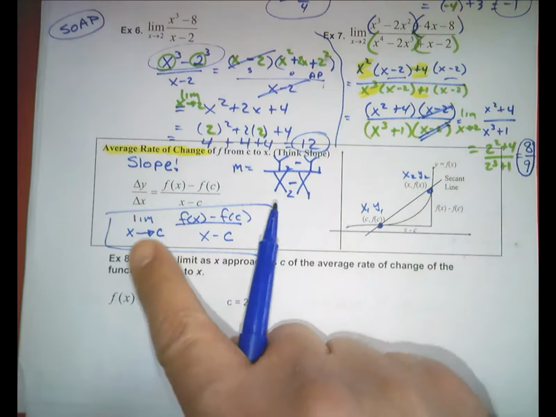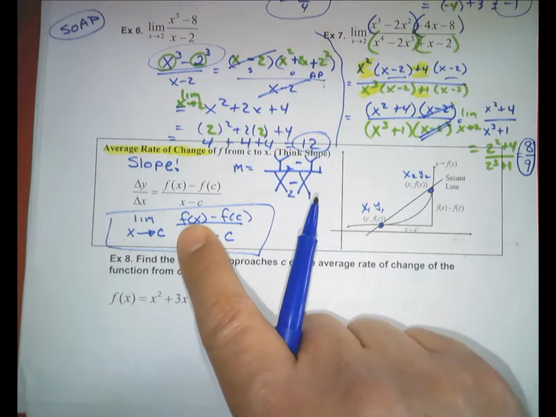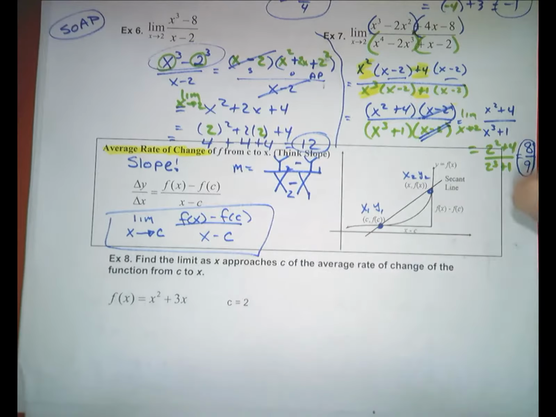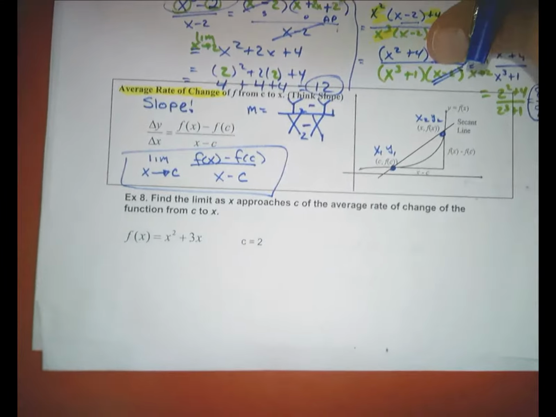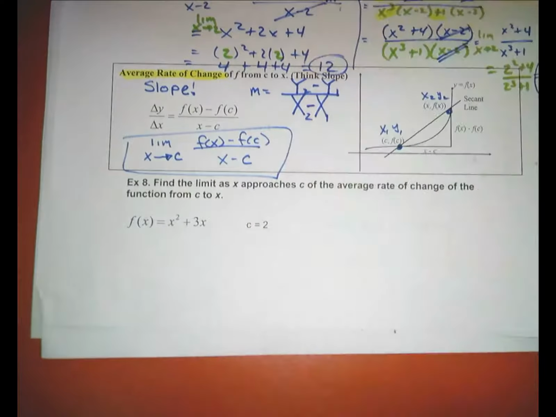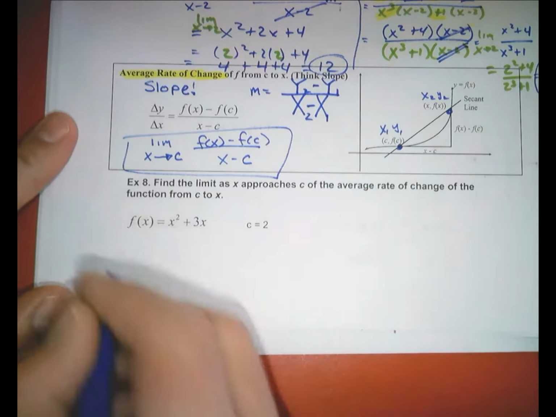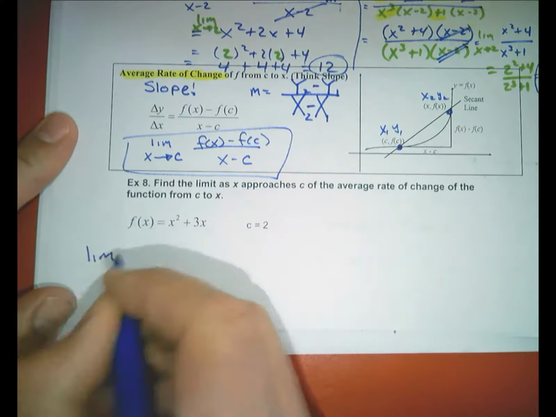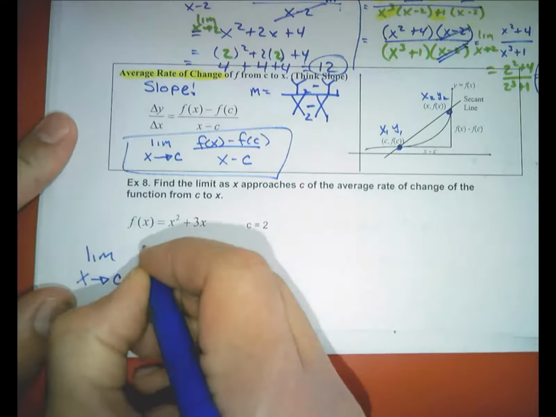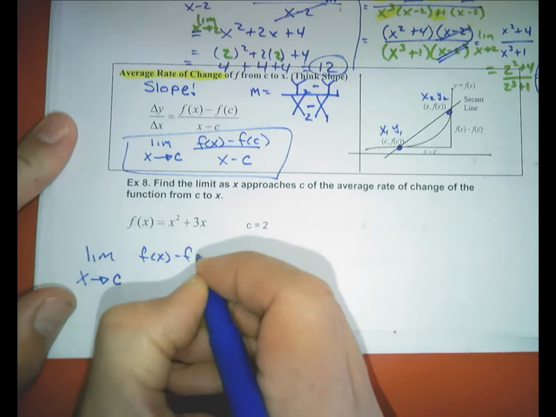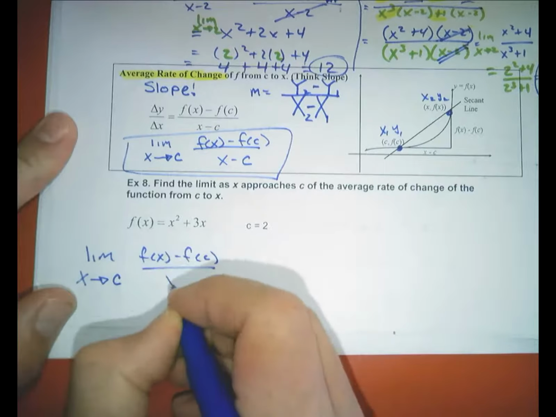So I've got the limit as x approaches c of f of x minus f of c over x minus c. And again, this is going to be the start of the idea of how we find derivatives, using the definition of the derivative. All right, so I'm going to write my formula here. I've got f of x minus f of c over x minus c.